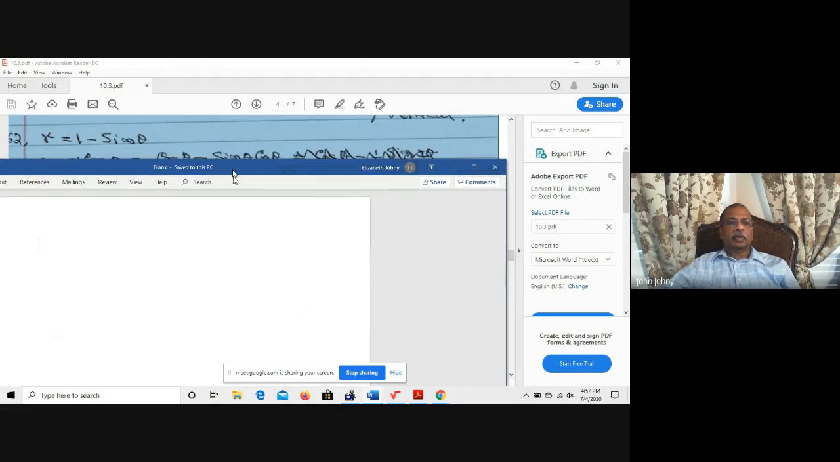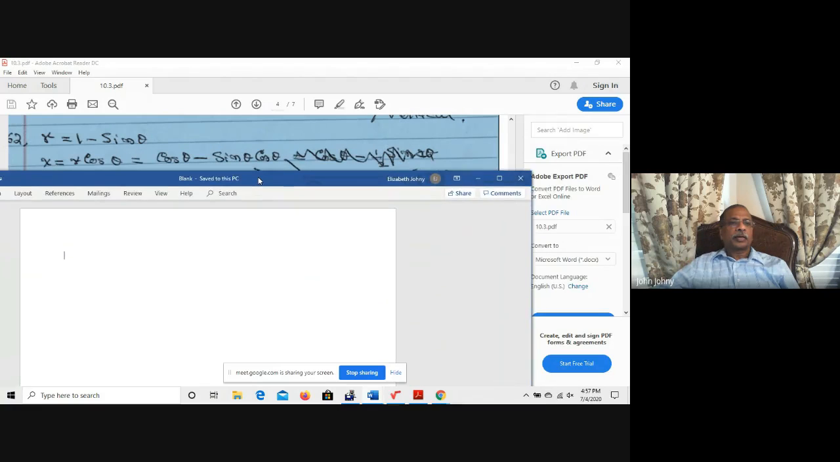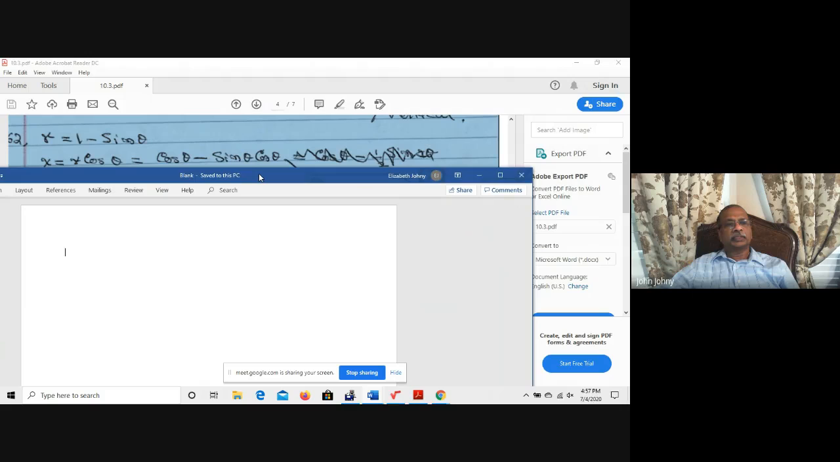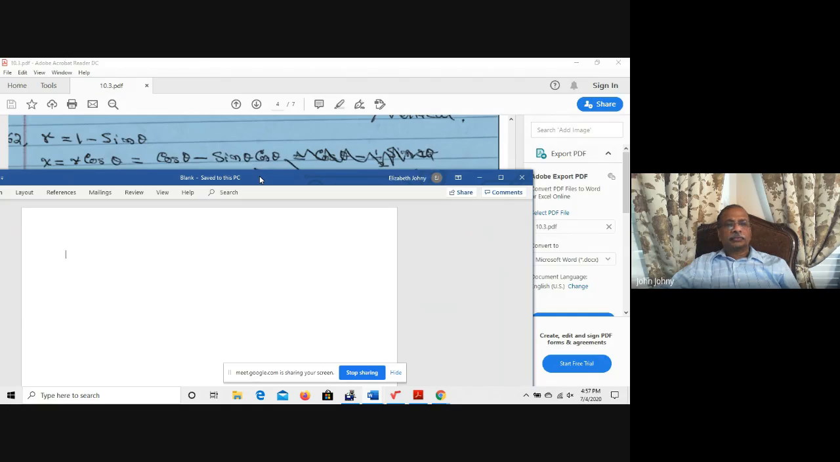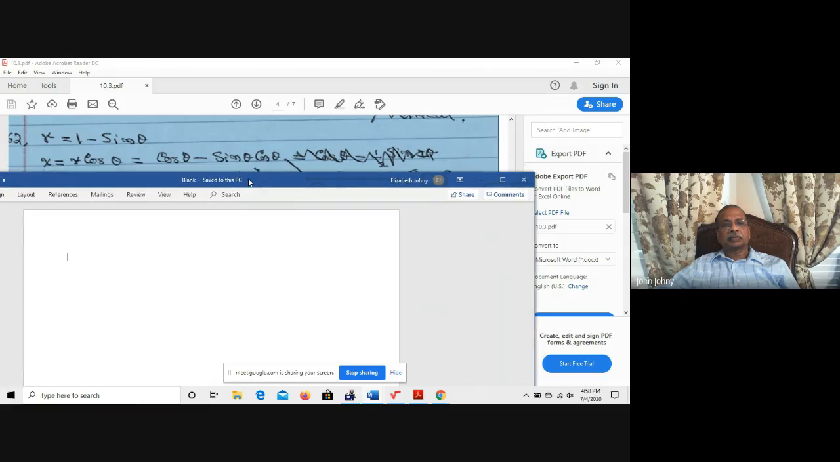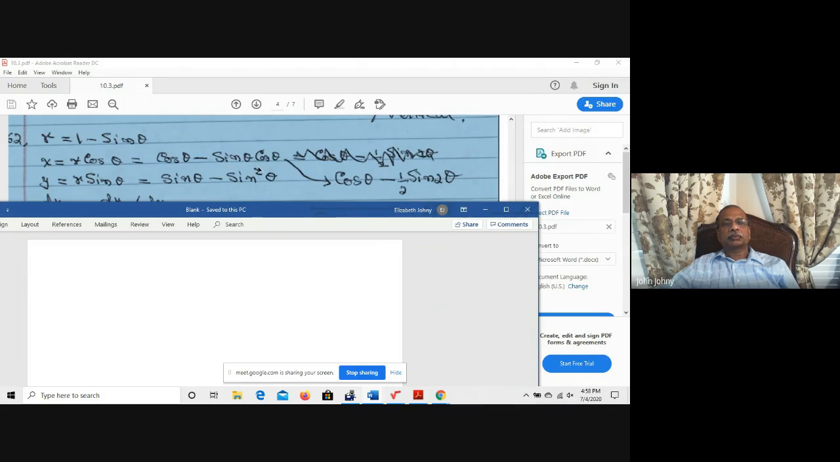r is equal to 1 minus sine theta, and you are asked to find the points at which the tangent lines are horizontal and vertical. It's a little bit long problem. So x is equal to r cos theta, that is 1 minus sine theta times cos theta, which is cos theta minus sine theta cos theta, and 2 sine theta cos theta is sine 2 theta. So sine theta cos theta is 1 half sine 2 theta. So x is equal to cos theta minus 1 half sine 2 theta.